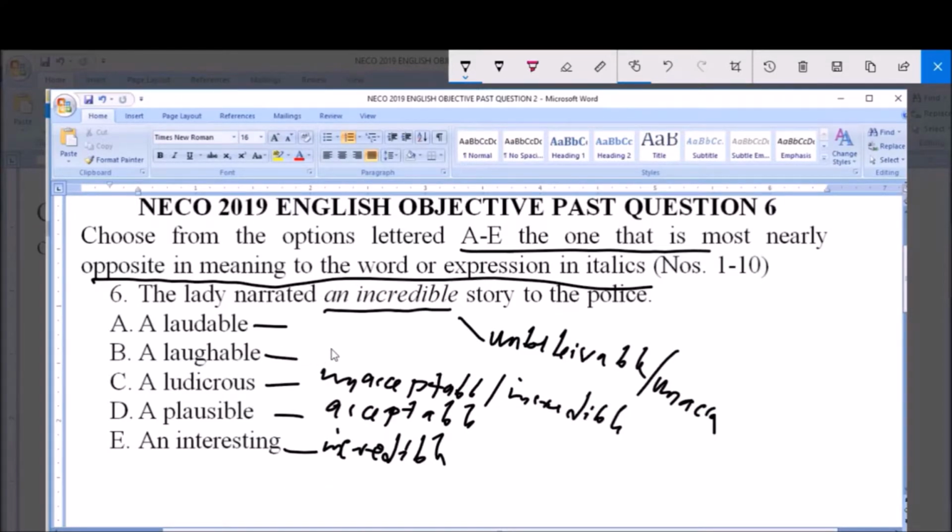Then laughable, that is something jokeable. Then laudable, you can say praiseworthy, and so forth. But the word that is nearly opposite in meaning to incredible is plausible, which is acceptable, because anything that is incredible is unacceptable. So plausible means acceptable, and the opposite of acceptable is unacceptable. So option D is correct.